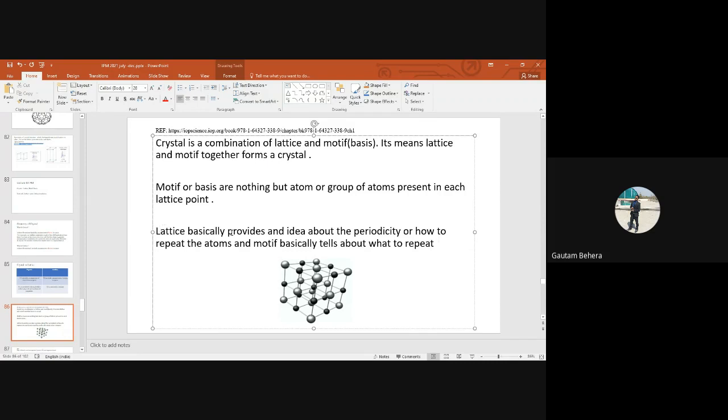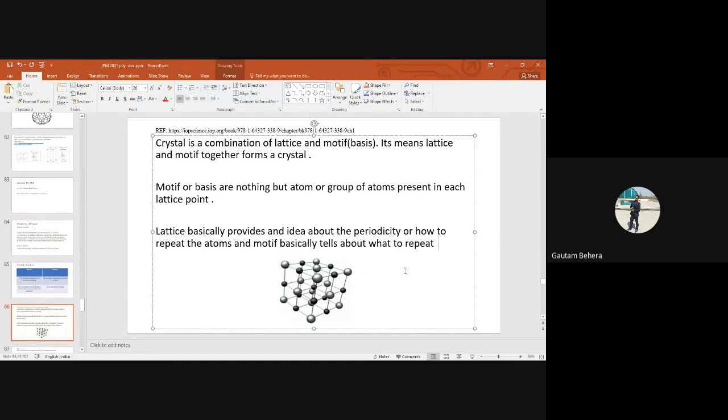So basically lattice will give you an idea of how the atoms, or group of atoms, or group of ions will repeat, because we can have different lattices. Different lattices have different periodic arrangements of points, right? But motif is an atom or group of atoms or group of ions which will repeat.